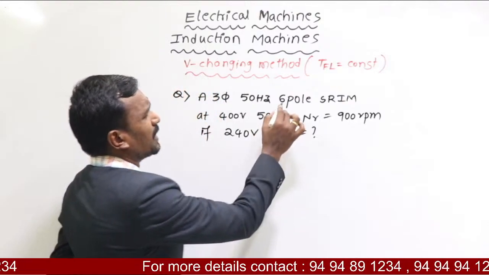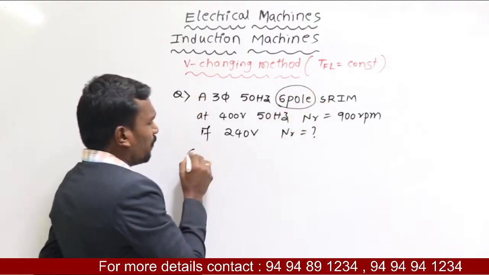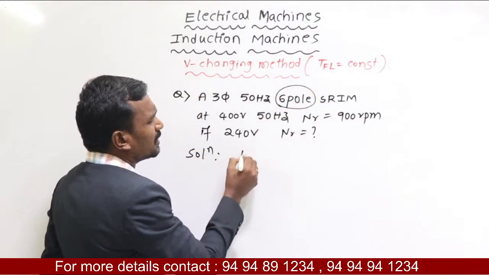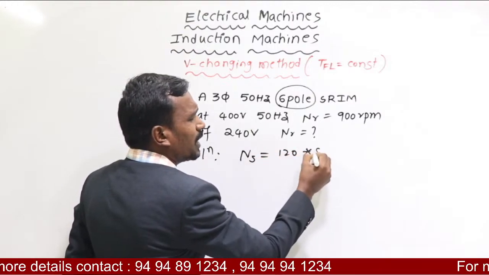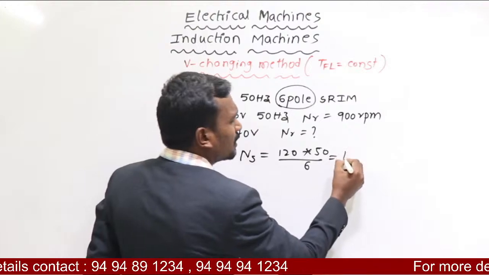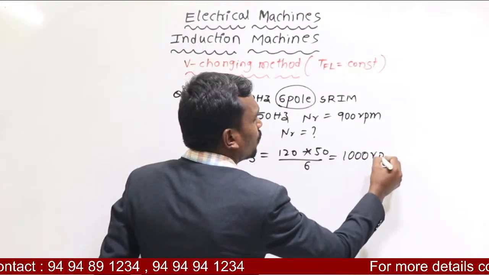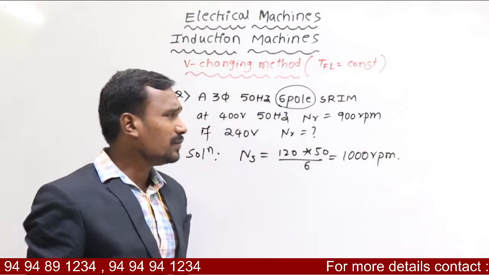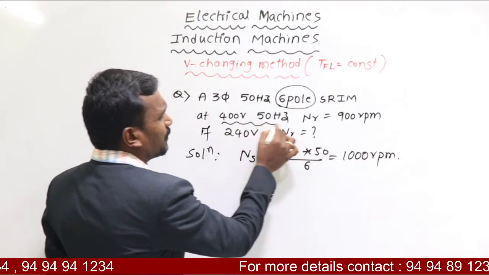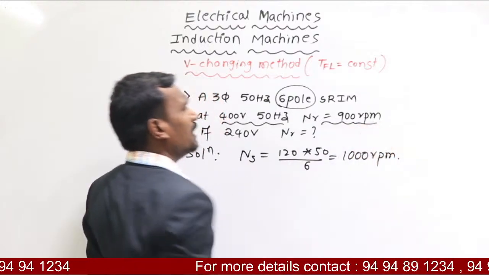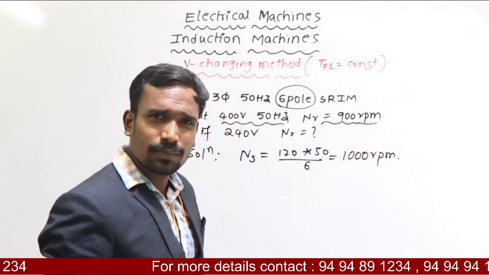A three-phase 50 Hz 6-pole. So for a 6-pole machine, what is the synchronous speed? Synchronous speed is equal to 120 F by P. It gives us 1000 RPM. You know this very well. This is clear. Next, at 400 volts 50 Hz, my rotor speed is 900 RPM.